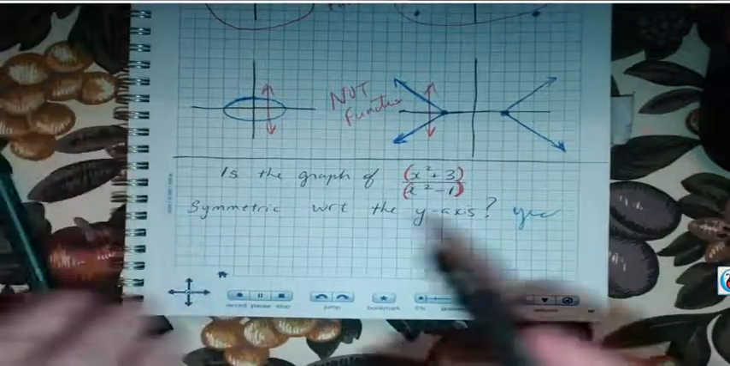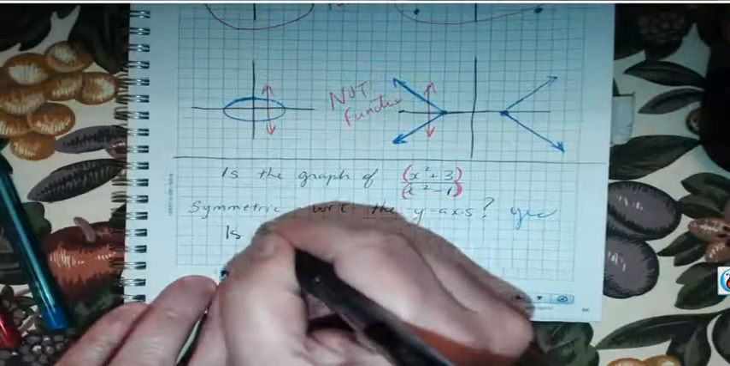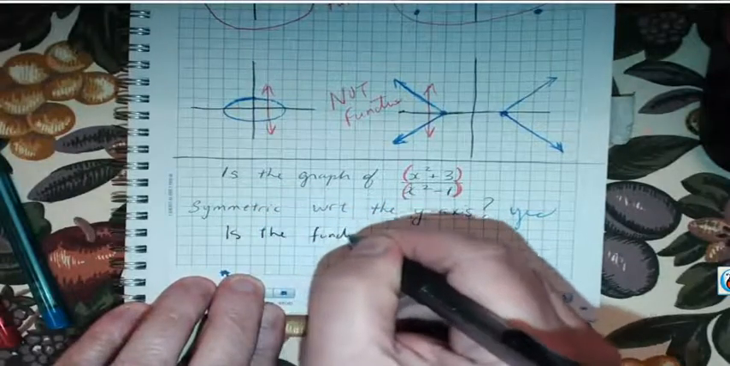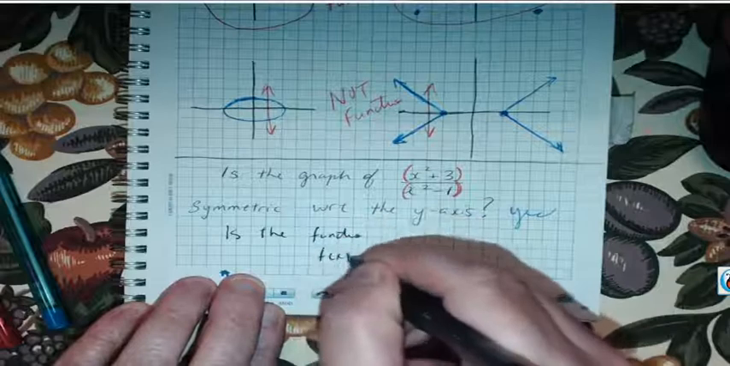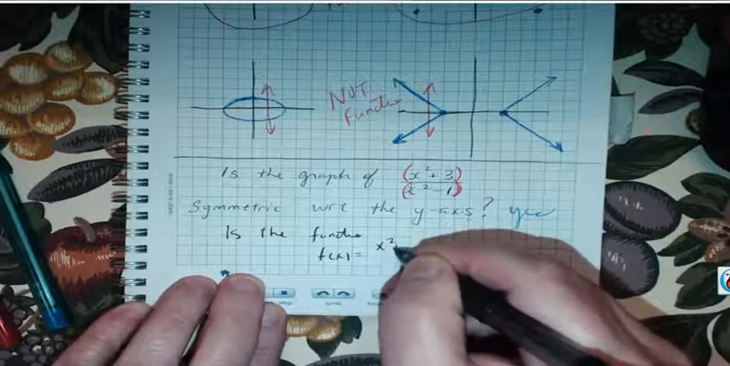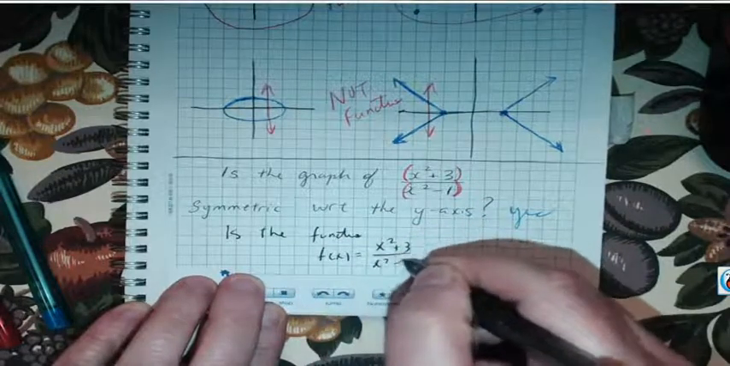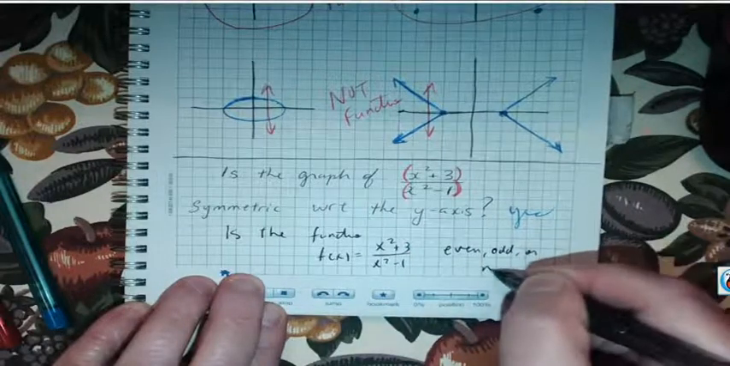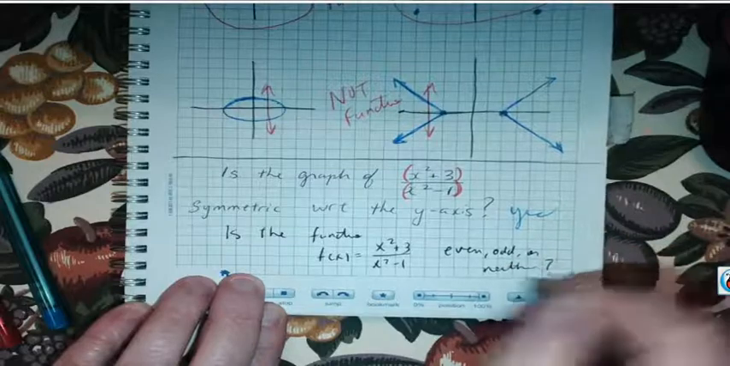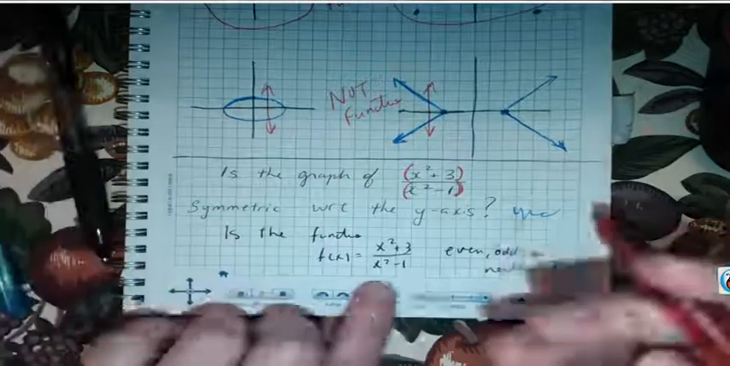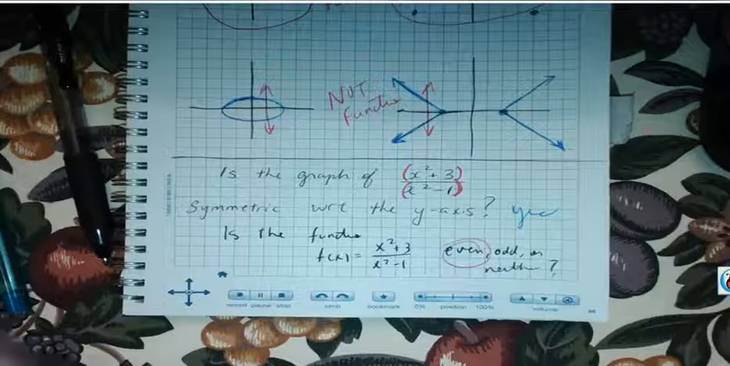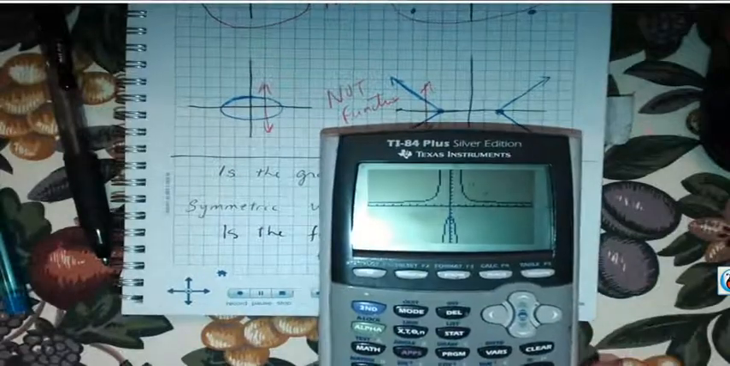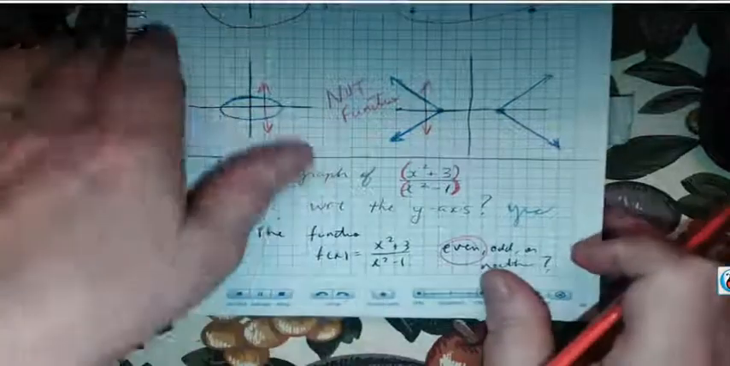And then in fact, is the function f of x equal x squared plus 3 over x squared minus 1 even, odd, or neither? Well, we've just seen that it would be an even function because this is what the function looks like and it's symmetric with respect to the y-axis.